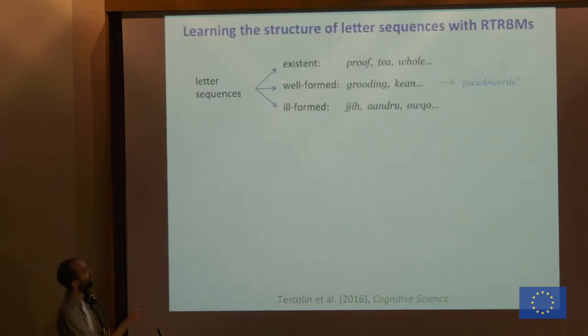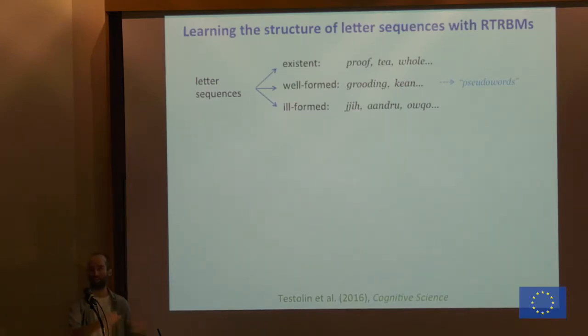And we have been using these models to model the structure of letter sequences in English. So English monosyllables can be existent, like proof, tea, whole. These are English words. They can be well-formed, but not existent. We call them pseudo-words. Gruding, keen, they sound good, but they don't have a meaning. They are not English words. Or they can be ill-formed. I cannot pronounce these because they are just random sequences of letters. So we are interested in discovering the structure of these two classes by starting only from existing English words.